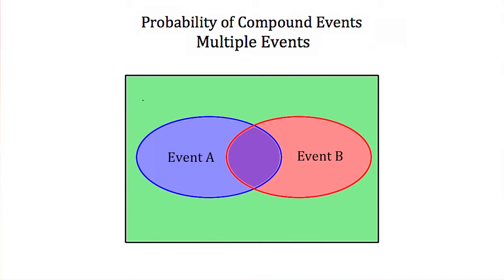This green box in front of us is a Venn diagram. The green box represents every possible outcome. The blue ellipse represents the probability, or the outcomes, that satisfy event A. The red ellipse satisfies all the events, or the probability, of event B. And this overlap in purple here is all the outcomes that satisfy event A and event B at the same time.